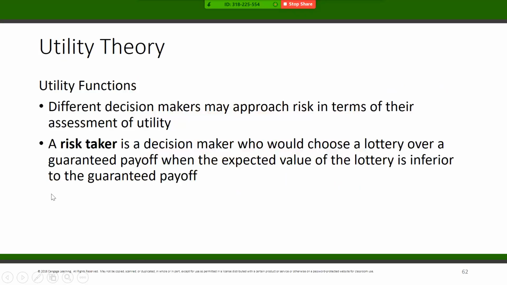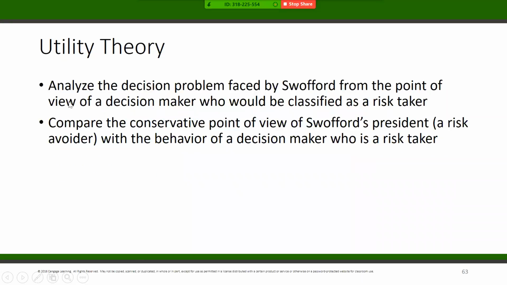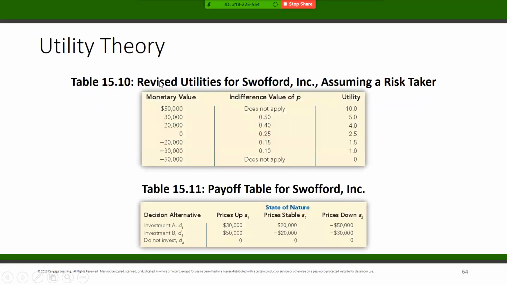So, utility functions. Different decision makers may approach risk differently in terms of their assessment of utility. A risk taker is a decision maker who would choose a lottery over a guaranteed payoff when the expected value of the lottery is inferior to the guaranteed payoff. Analyze the decision problem faced by Swafford from the point of view of a decision maker classified as a risk taker. Compare the conservative point of view of Swafford's president, a risk avoider, with the behavior of a decision maker who is a risk taker. Now we're going to use revised utilities, assuming we have a risk taker. We're changing our probabilities, and that's going to change our utility.